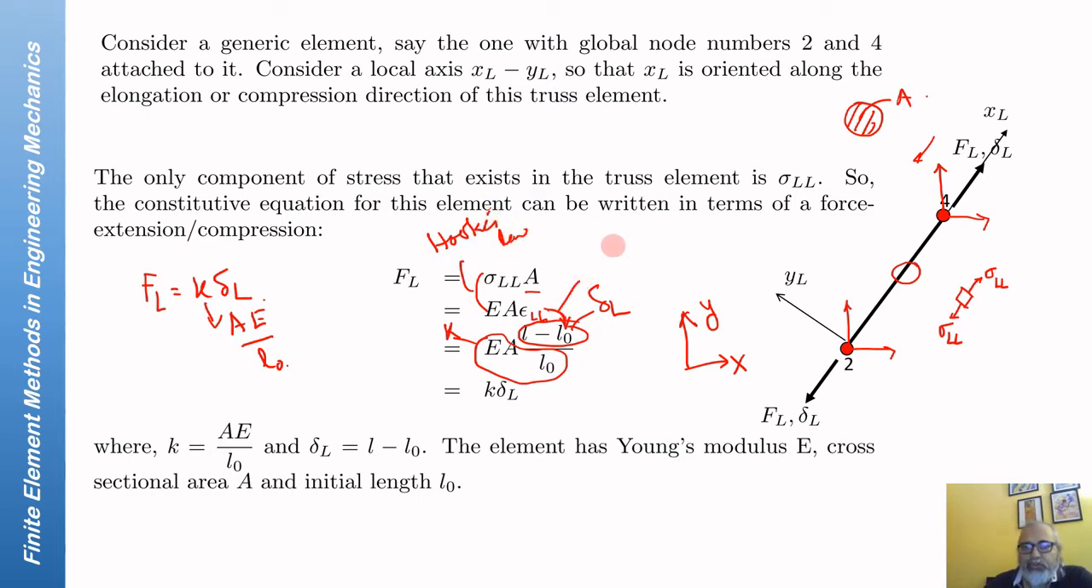Here we used small strains, and we arrived at a force displacement relation. So whenever our constitutive equation can boil down to a force displacement relation, those are the cases which we will call structural element. So in this case, it's a structural element.